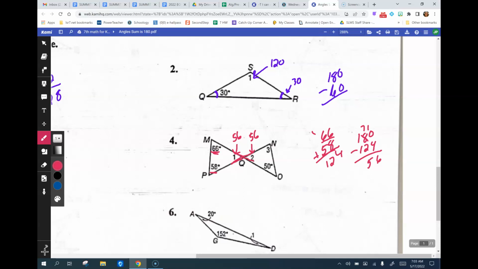Yes? Okay. Now what we're going to do is we know that's 56 and that's 50, so I go 56. I'm going to do it in a different color so you know I'm on the second triangle. So I have 50 plus 56. That's 106. So these two angles together is 106. What am I going to do to find the third angle? That's right, subtract from 180. 74. So this angle is 74. Questions? Good. Let's look at the next one.